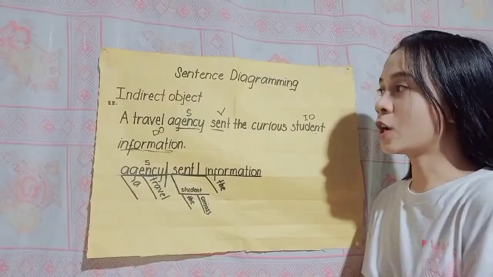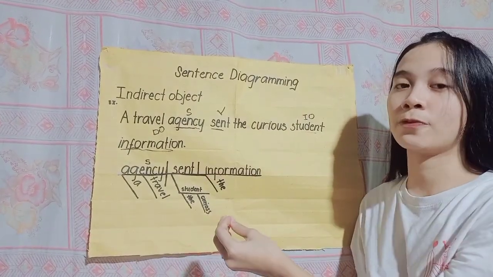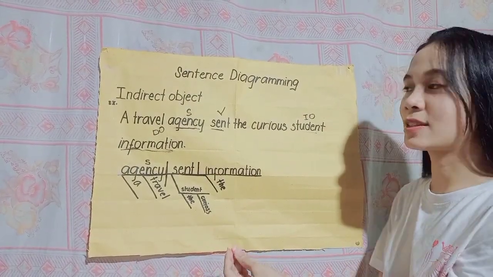So first we will have the indirect object. The indirect object answers the question to whom or what, or for whom or what, after an action verb. A sentence has an indirect object only if it has the direct object as well. And the indirect object appears between the verb and direct object. So here's our example of an indirect object sentence.